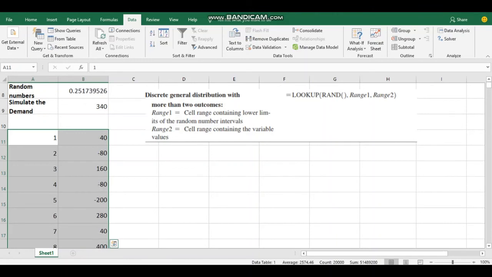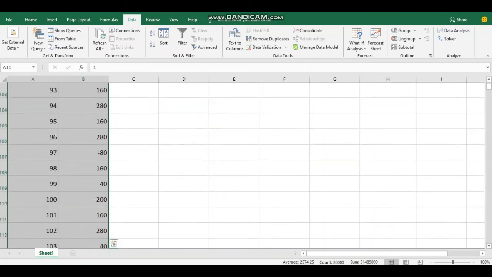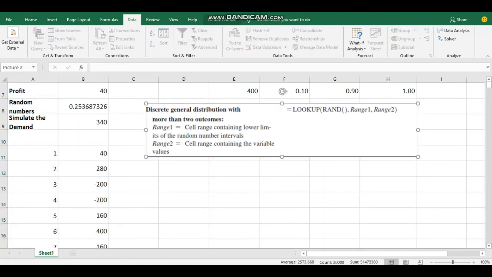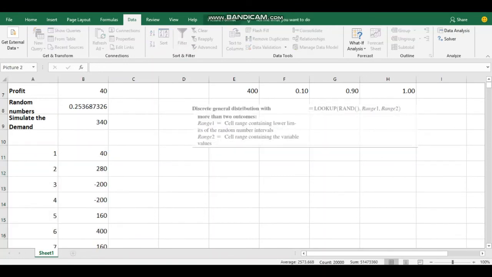And here it is, this simulated value. Just keep on pressing F9 and you get different simulations. Right, you got it. 10,000 simulations have been generated. So if you want to change, keep on pressing F9. You can see the different values. Now let us come to the actual part.